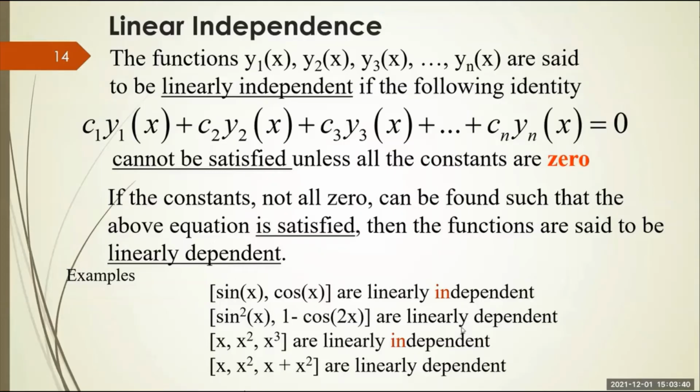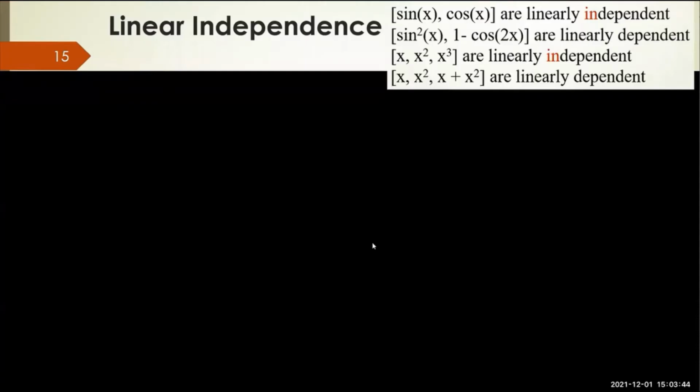So these are some examples at the bottom. I'll show this to you on the next slide. So let's try the first one. According to the principle of superposition, so C1 sine of x plus C2 cosine of x is equal to 0.